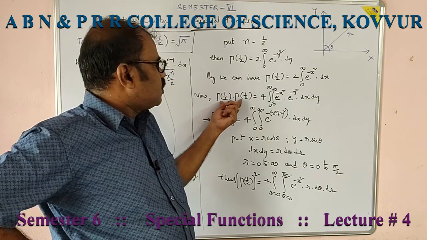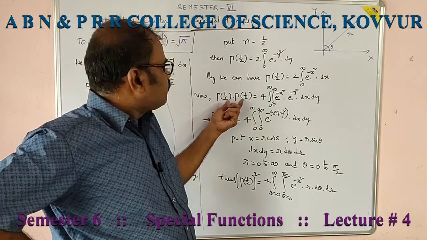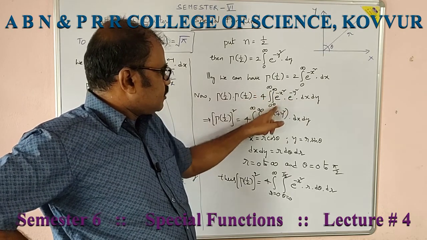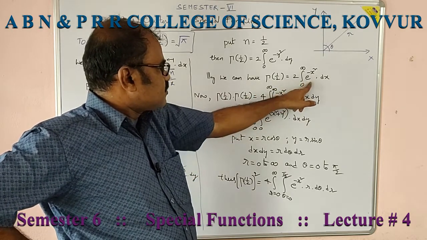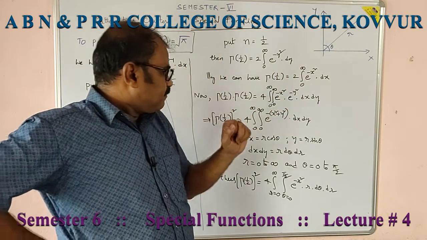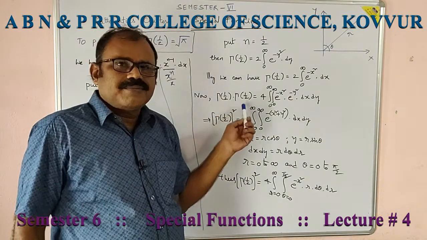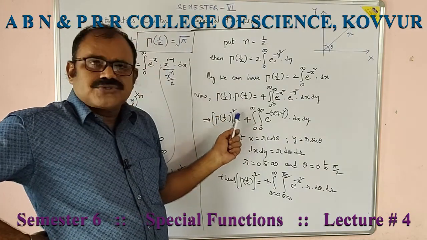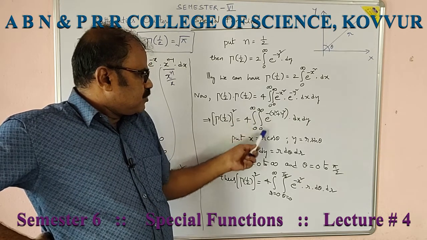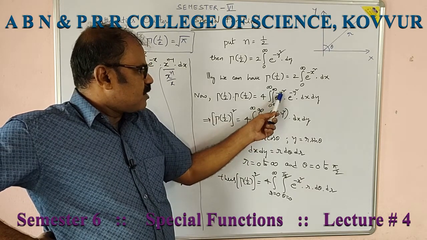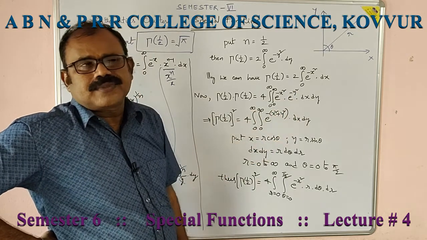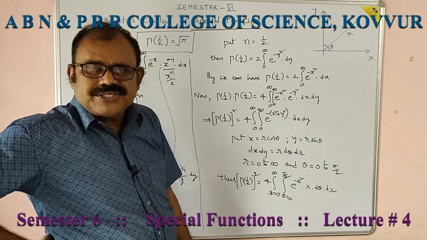Gamma 1 by 2 into gamma 1 by 2 is equal to 2 into 2, that is 4, into integral 0 to infinity, another integral 0 to infinity, e power minus x square into e power minus y square dx dy. So gamma 1 by 2 whole square is equal to 4 into double integral 0 to infinity e power minus of x square plus y square dx dy. This is the double integral.